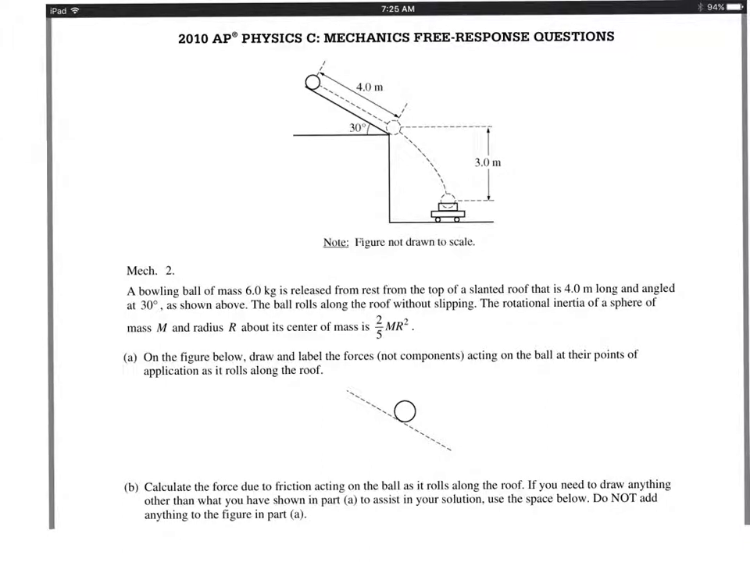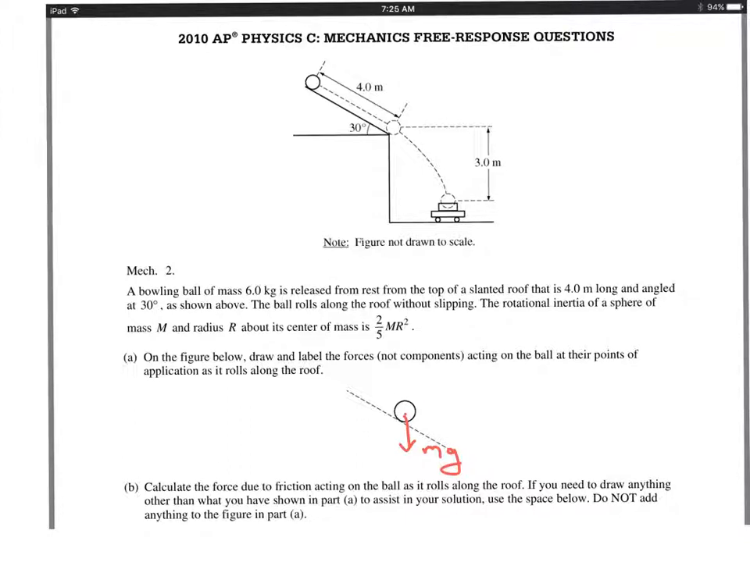So if we label the forces on this diagram, how many forces are there? What's a force? Gravity. Where does that act from? So it does say from the points of application. So where does the force of gravity act? At the center of mass. So we have, at the center of mass, mg down.